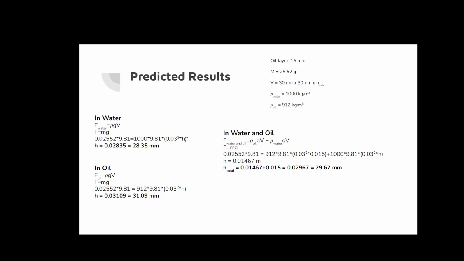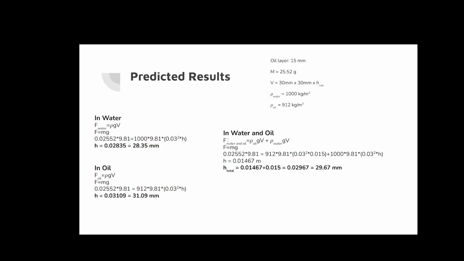And then if we solve for h, we get that the underwater section should be 28.35 millimeters down from the surface. And if we do the same thing for the oil, this time changing the density to 912, we find that the height should be 31.09 millimeters. So for the in-water and oil part, we still have our force balance equation.